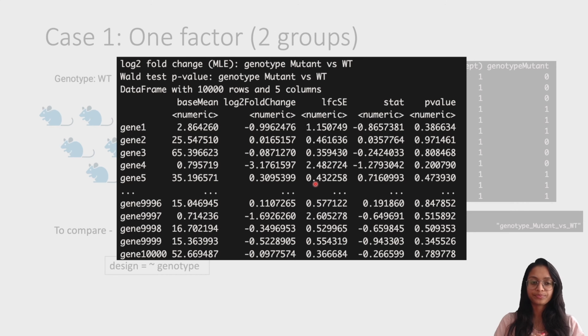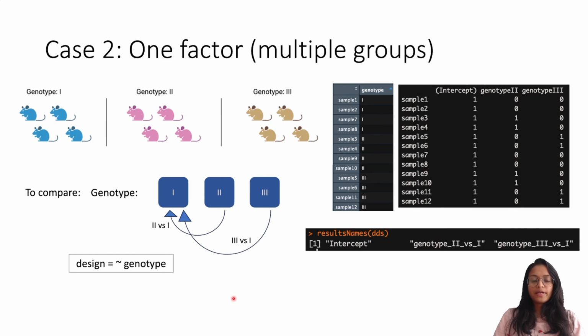So adding in a little bit more complexity, let's say we want to compare across multiple groups in one factor. So from the previous case, again, here we have one factor, but we have more than two groups. So we have three genotypes here. And let's say the goal of the analysis is to identify genes that are differentially expressed in genotype 2 and genotype 3 compared to genotype 1, considering genotype 1 as the reference or the baseline. We can still continue to use the same design by providing that factor to the design.